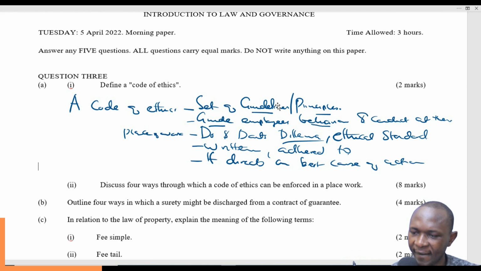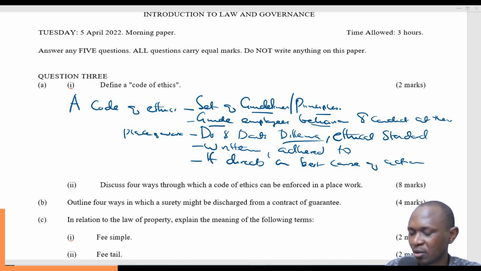Normally, in a dilemma kind of situation where somebody doesn't know, everything looks good or bad, the code of ethics can come in and help direct the right direction to take. And it's always expected that professionals or employees adhere to the set code of ethics.